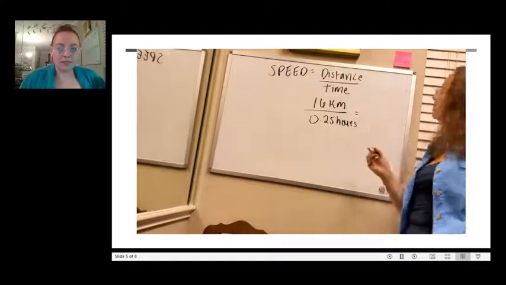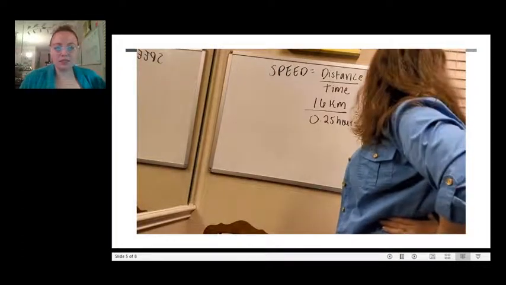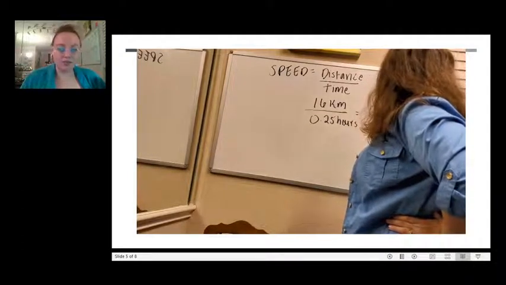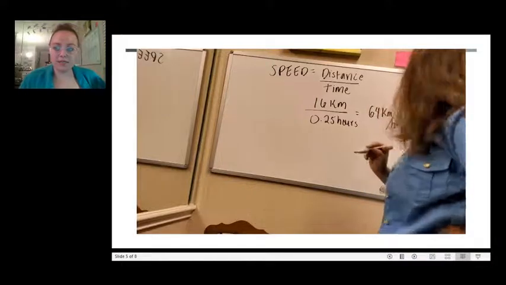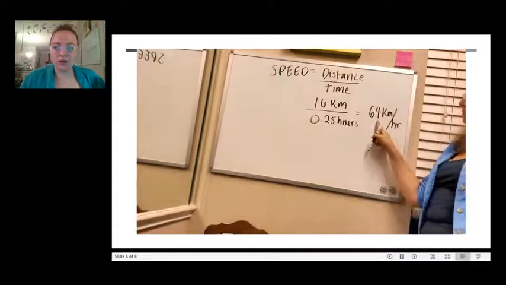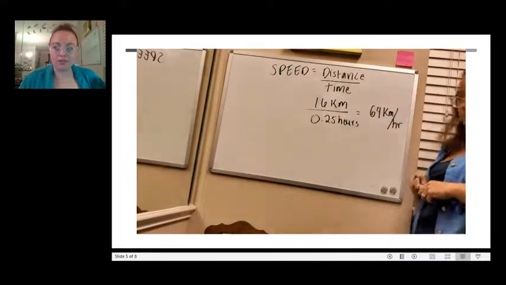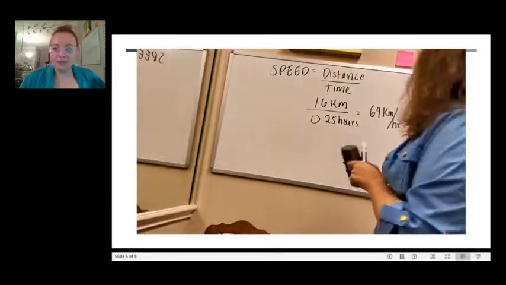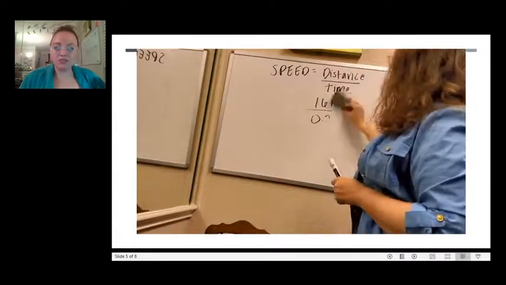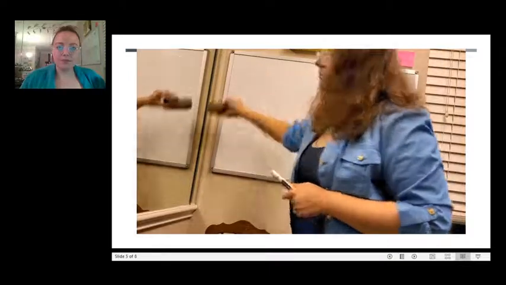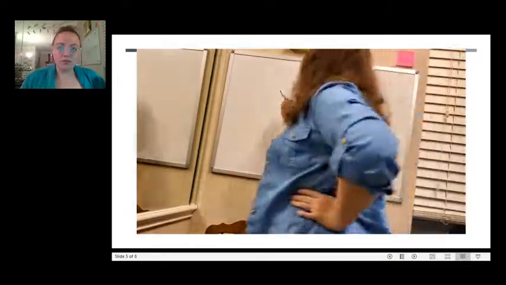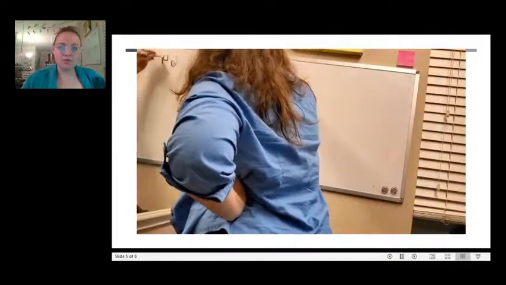We said that she has to go 16 kilometers. It's going to take her a quarter of an hour. We divide those two and we get 64 kilometers per hour. Kilometers over hours, distance over time. Now we got to convert those 64 kilometers per hour into meters per second. We're in kilometers per hour and we want meters per second.